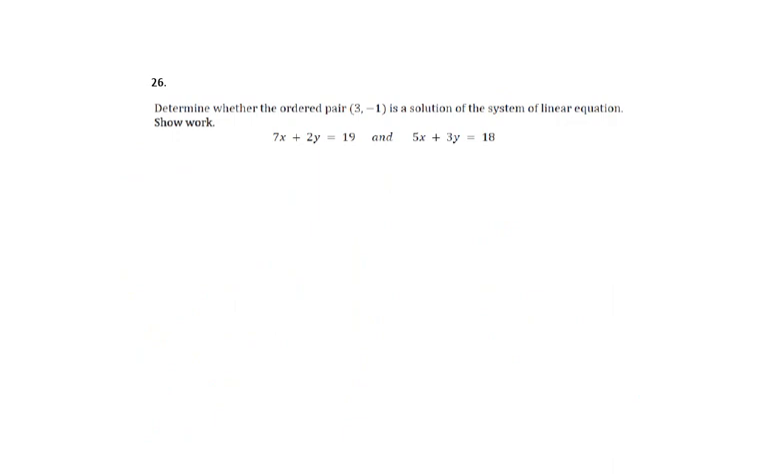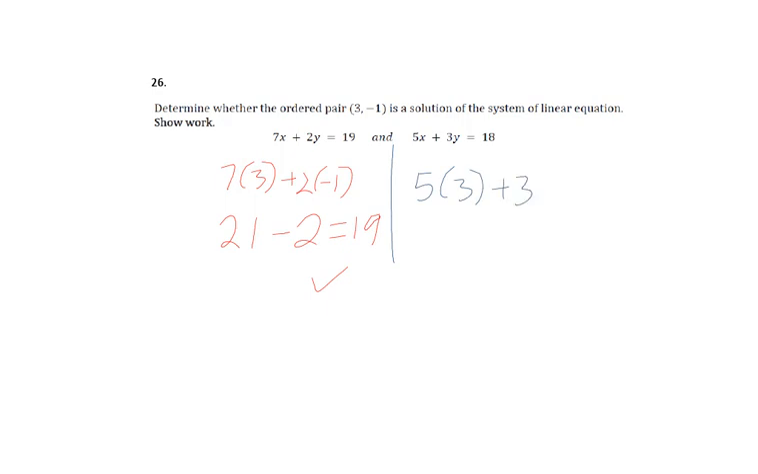In the first equation, it's going to be 7 times 3 plus 2 times negative 1. Well, that works out to be 21 minus 2, which is 19. That's good. On the second half, that's 5 times 3 plus 3 times negative 1. That becomes 15 minus 3, which is 12. Well, that's not 18. And if it fails for one, it fails. The answer is no.